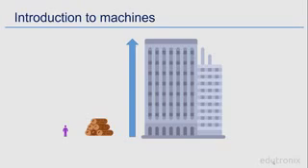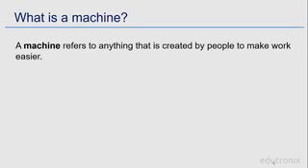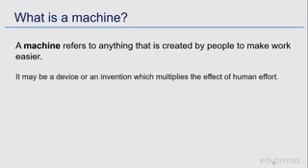We are going to take a look at the various forms of machines that help us to do the difficult things in our daily lives. So what do we mean by a machine? Machines refer to things that are created by people to make work easier. They are devices that help to carry out work which would have otherwise required a lot of human effort.